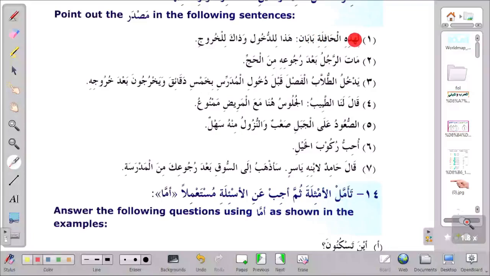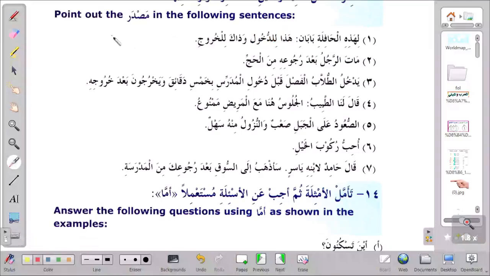I'll highlight it, inshallah. لهذه الحافلة, for this bus. Babani, two doors. It's just babun, a single door; you add alif and nun. Babani, two doors. So this bus has two doors. Hazali dukhul, this one for entry. You see, dukhul for entry.